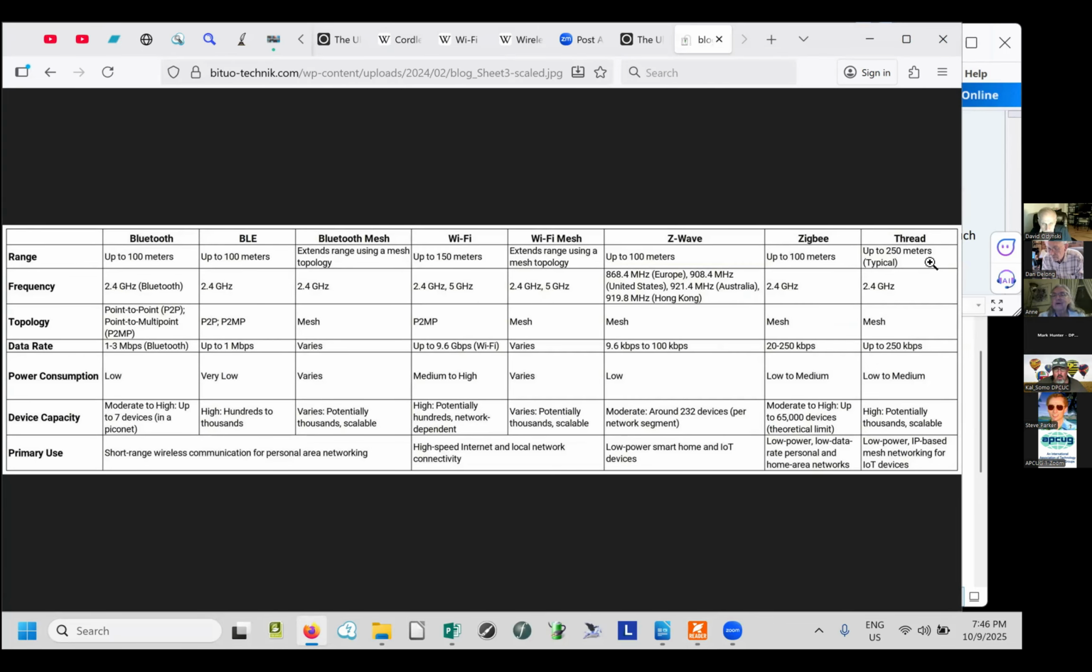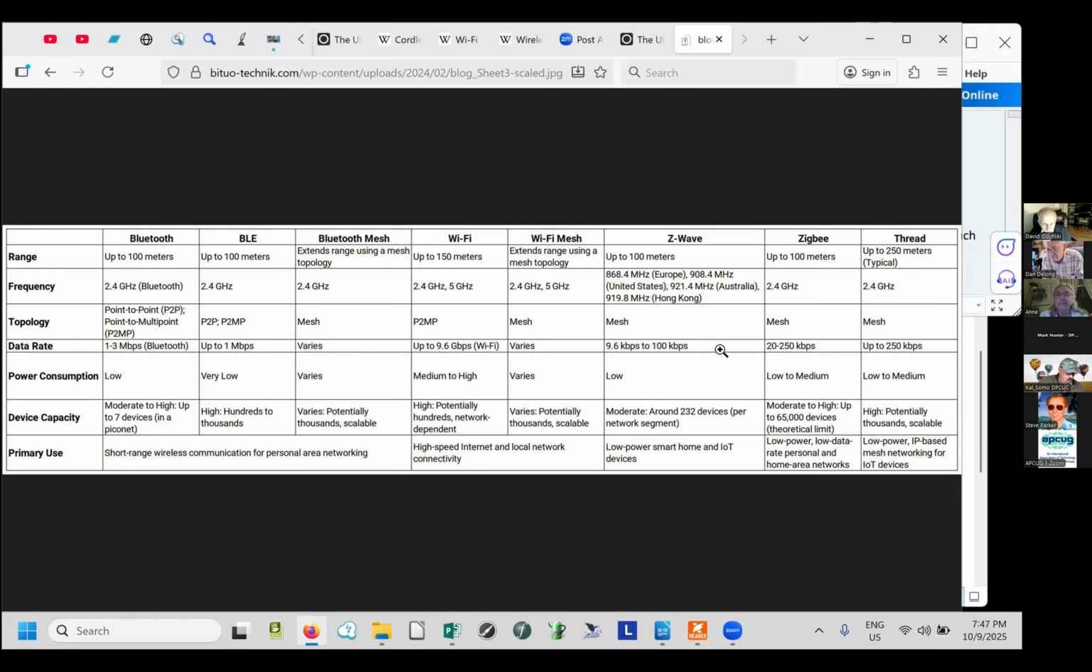Looks like Thread goes a little bit further. The other three here, BLE, Z-Wave, and Zigbee, are all about 100 meters. But I did notice that the data rate, which is kind of important for some things, probably not for the temperature, is way more on Z-Wave.